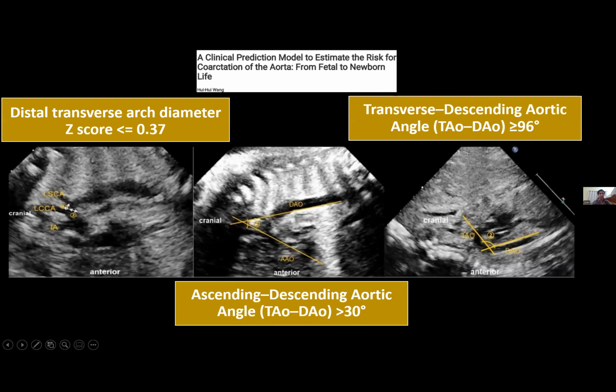The distal transverse arch diameter is measured between the left common carotid and left subclavian arteries. A Z-score of less than or equal to 0.37 is suggestive of significant arch hypoplasia. Two geometric angles are also assessed. The ascending aorta to descending aortic angle is formed between the internal borders of the ascending aorta and the descending aorta, with a cutoff of greater than 30 to 32 degrees. The transverse descending aortic angle is between the transverse arch and the descending aorta, and a value greater than 96 degrees supports the diagnosis of coarctation.